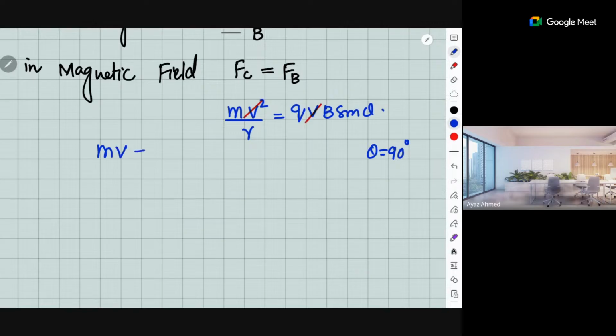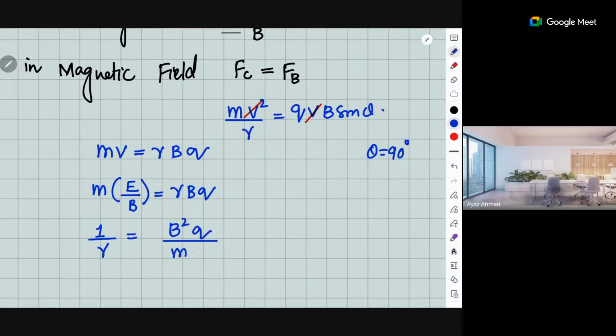So you will get mv equals rBq, and here your velocity is E by B, so that equals rBq. If I shift this r to this side, 1 upon r is equal to B squared q divided by m times E. Are you getting my point? Is it the right equation? r will be shifted here, B will be multiplied, so B squared, and E. Clear? Okay.